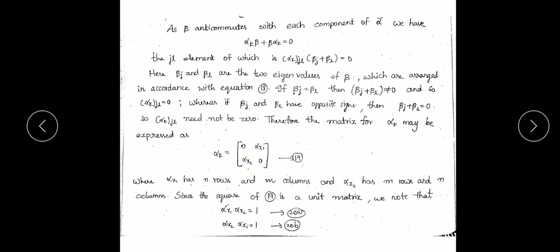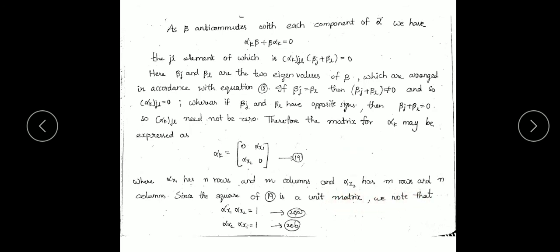Overall, we would have m plus n rows and m plus n columns. Since alpha x has m rows and n columns, and since the square of this matrix is a unit matrix, we have already seen that alpha x squared, alpha y squared, and beta squared equal 1.